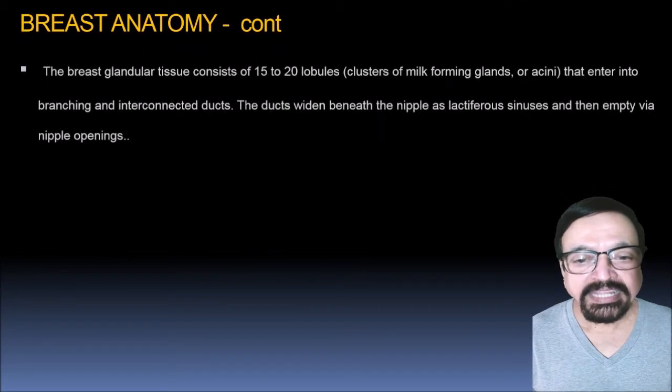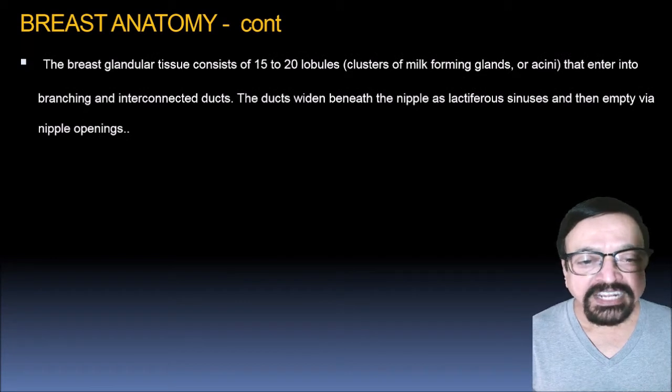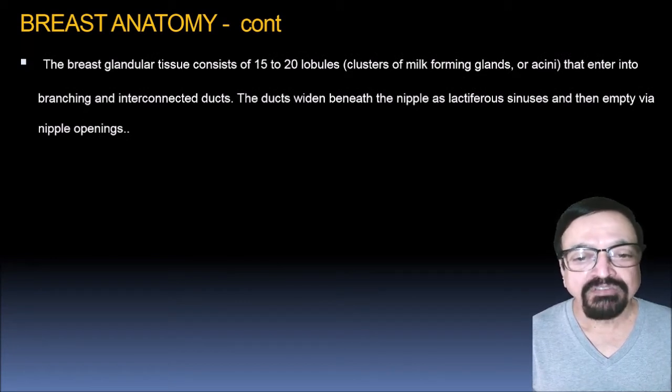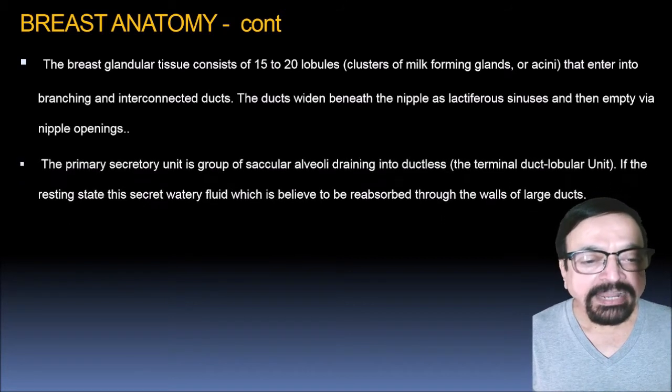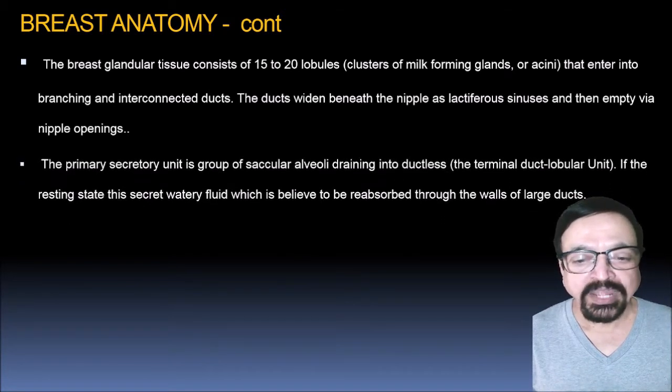Now let us continue with the anatomy. The breast glandular tissue consists of 15 to 20 lobules, that is clusters of milk forming glands or acini that enter into the branching and interconnecting ducts. The duct widens beneath the nipple as the lactiferous sinuses and empties via nipple openings. The primary secretory unit is a group of circular alveoli draining into ductules, the terminal duct lobular unit.